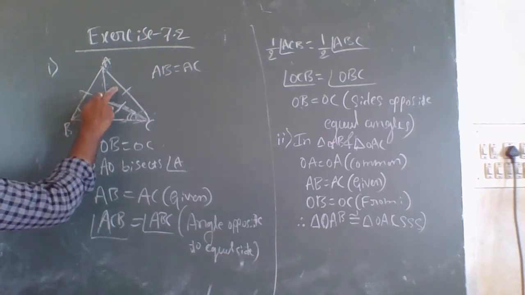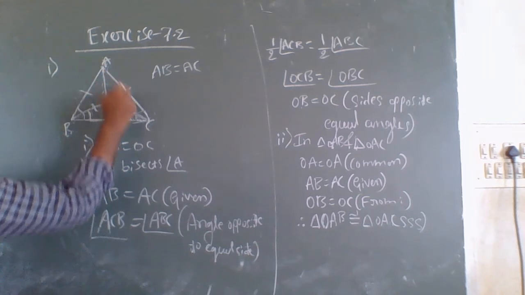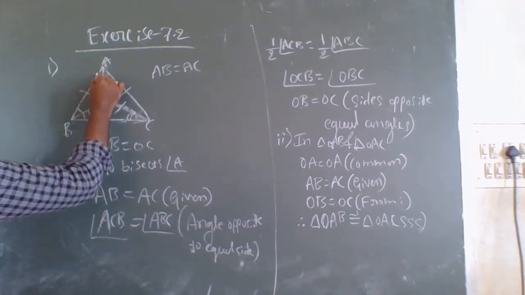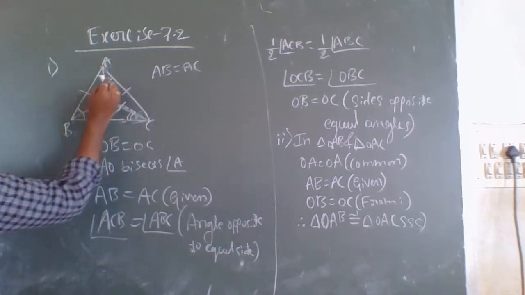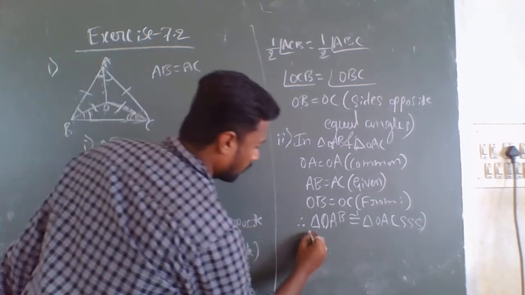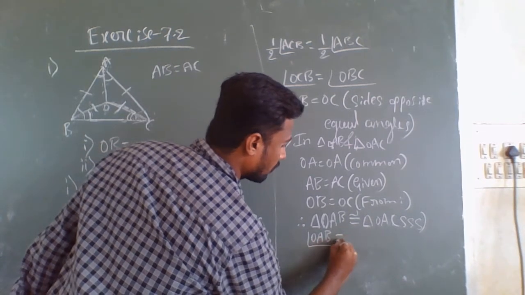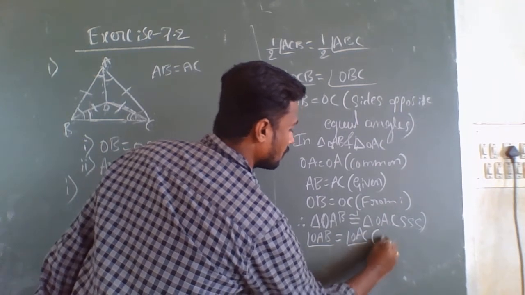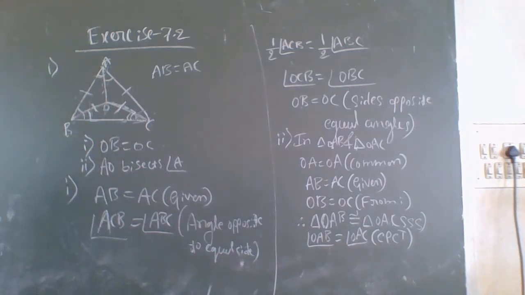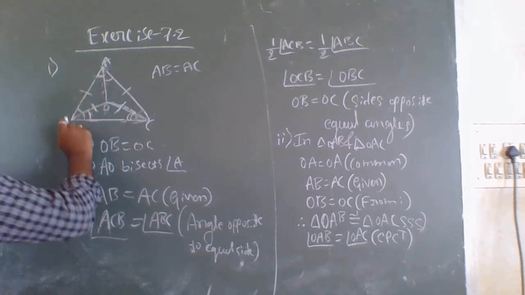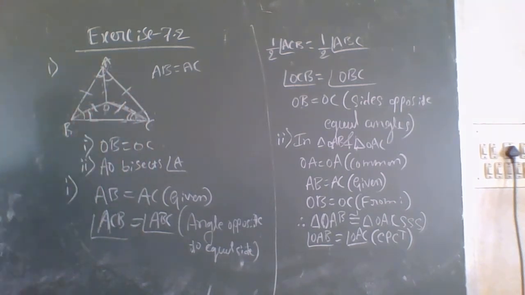Then if these two triangles, OAB and OAC, are congruent to each other, then this angle OAB is equal to angle OAC, means this angle and this angle. Therefore, we can write angle OAB is equal to angle OAC because of CPCT. Means these two angles are corresponding parts of congruent triangles.